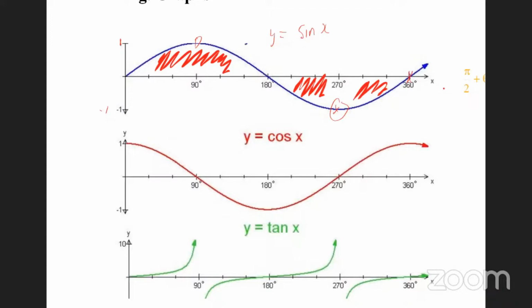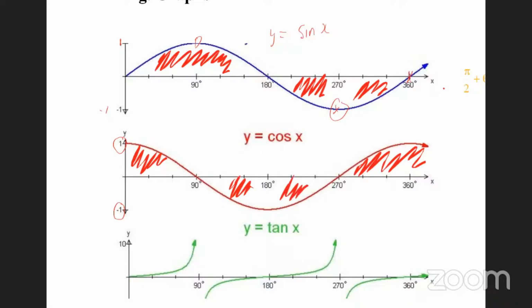The cosine graph is a cosine graph here. Largest value is 1. Smallest value is -1. First quadrant positive. Fourth quadrant positive. Second and third quadrants are negative.